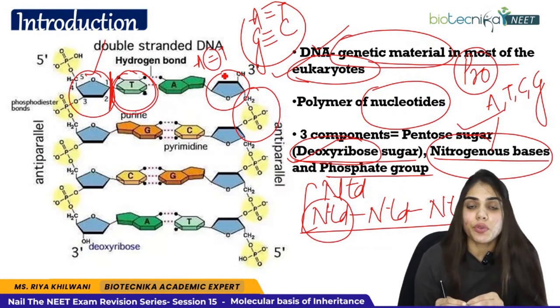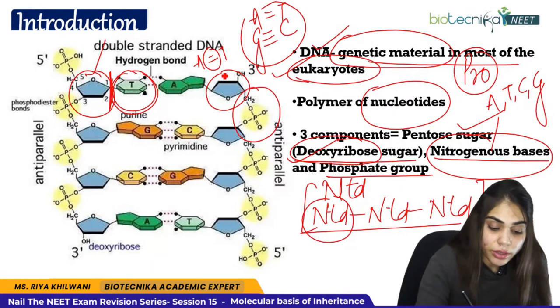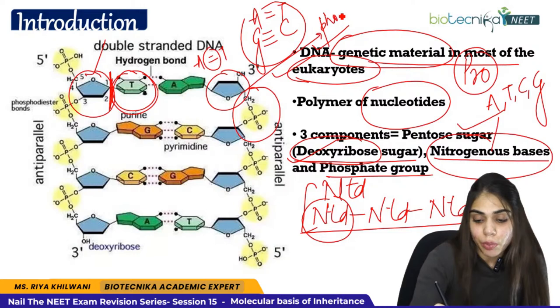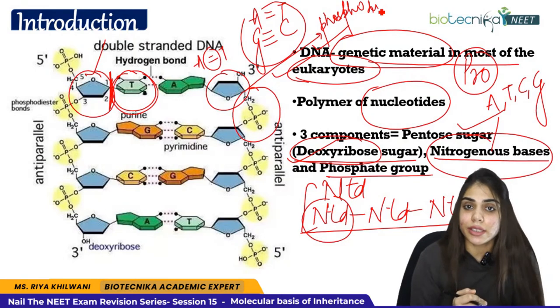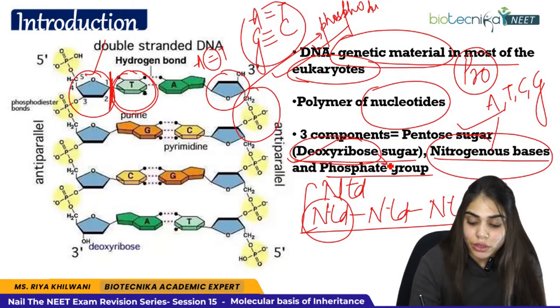They are connected with the help of a phosphodiester bond. This bond is only known to connect the pentose sugar, that is the deoxyribose sugar, with the phosphate.